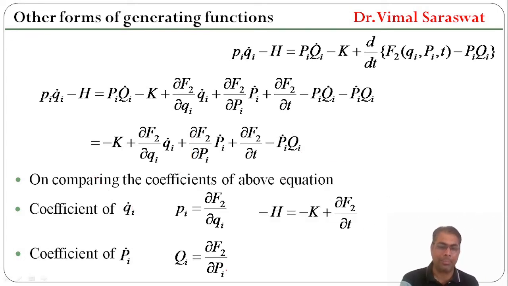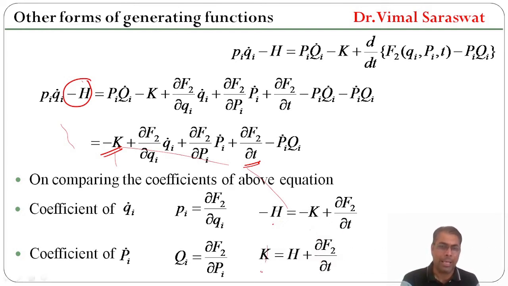Now we take the remaining term, so here minus h, and on the right hand side minus k plus del F2 by del t. So minus h equals minus k plus del F2 by del t, and from here k equals h plus del F2 by del t. So in this way we can find the value of k by using generating function F2 and also small pi and capital Qi.